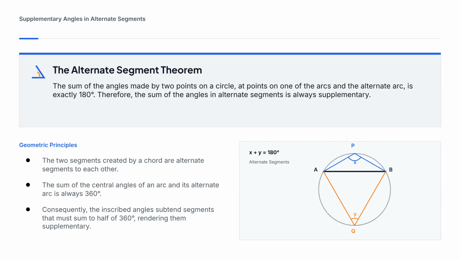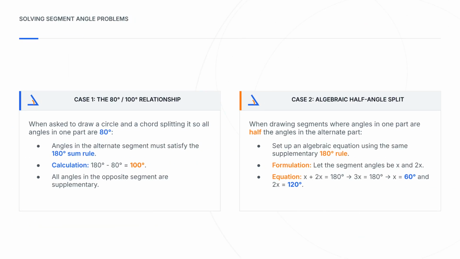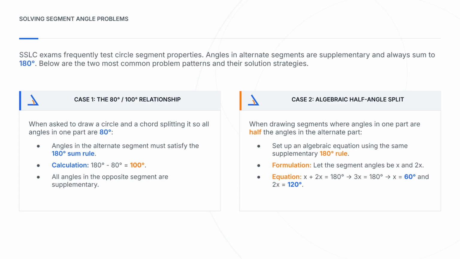It states that the sum of angles made by points on one arc and its alternate arc is always 180 degrees, meaning these angles are supplementary. When solving problems for your exams, keep these two patterns in mind: the 80/100ths degree relationship where angles sum to 180, and the algebraic split where you can solve for angles given a specific ratio like x and 2x.